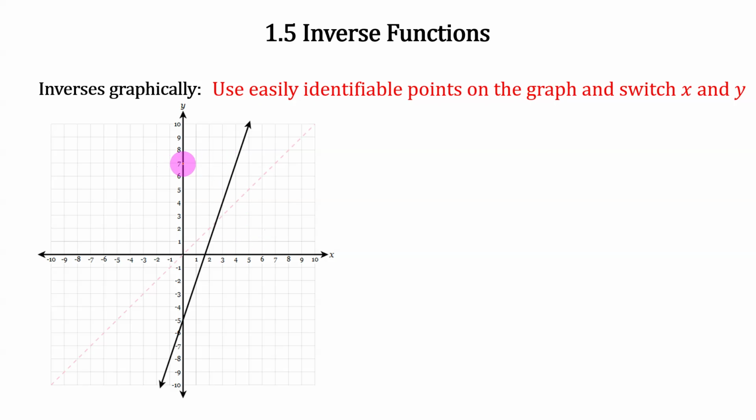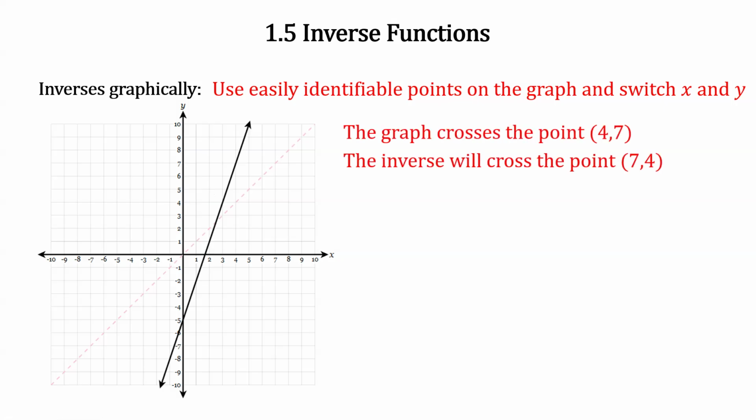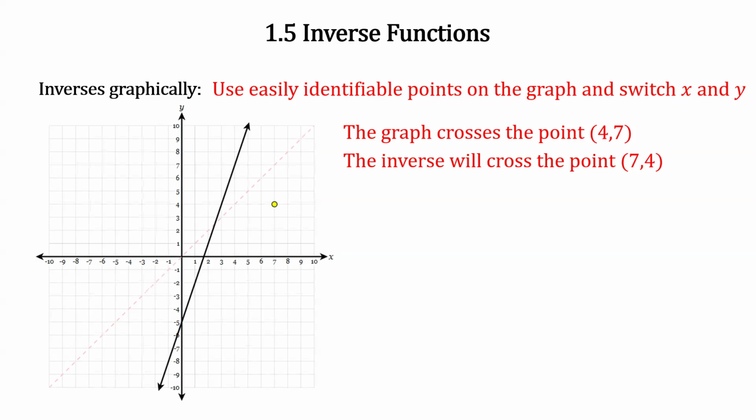4 goes to 7. We see the graph crosses the point (4, 7). So I'm going to plot (7, 4), which is right there. I go over 7, up 4. So my (4, 7) turned into (7, 4). This line is here because all inverses reflect over this y equals x line. You don't need to worry about it too much right now. We'll get into this a lot throughout the whole year.